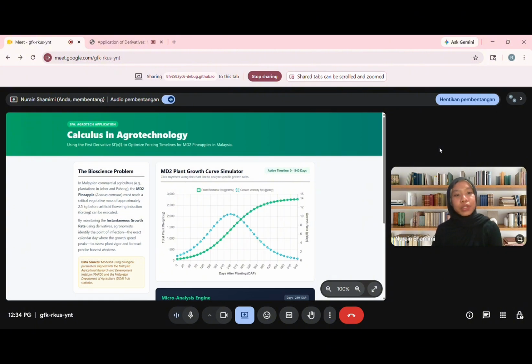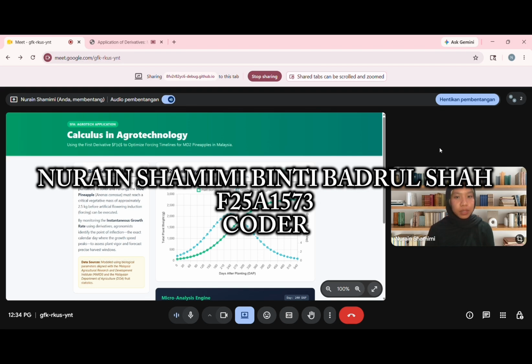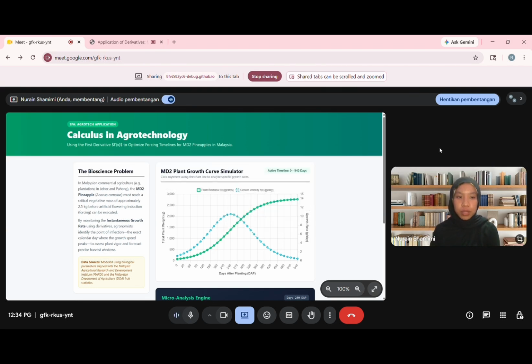Okay, Assalamualaikum warahmatullahi wabarakatuh and good evening everyone. My name is NURAIN SHAMIMI binti Malaysia and I am an agro-technology student. My entry number is F2581573. Today I would like to present my Bioscience HTML project titled Using the First Derivative to Optimize Processing Timeline for MD2 Pineapples in Malaysia.